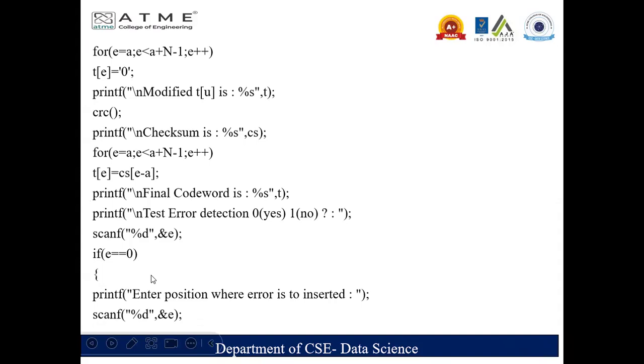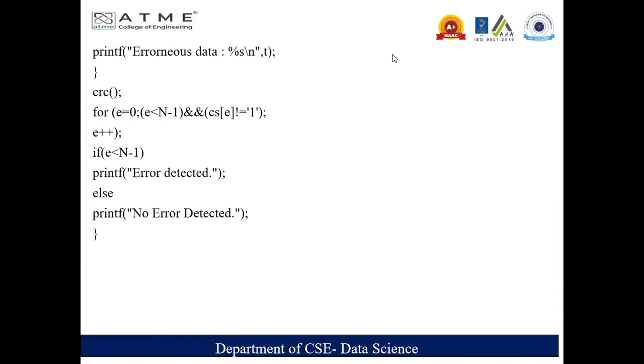If it is 0, you are going to enter the position where you want to insert the error. Then it stores the position and prints the erroneous data. That means it again recalculates all the data, performing the division again, and then stores all the data. Whenever the calculation is done, if the remainder is not 0, that means the error is detected.